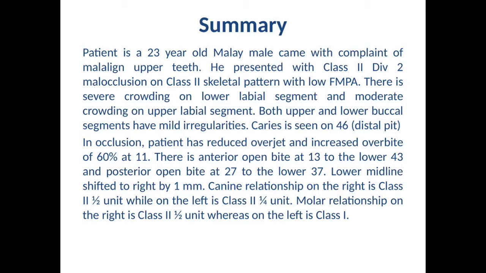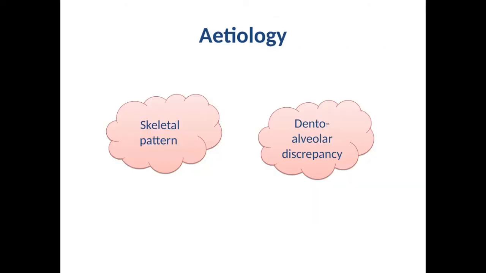Canine relationship on the right is class 2 half unit, while on the left is class 2 quarter unit. Molar relationship on the right is class 2 half unit, while on the left is class 1. The etiology for this case is skeletal pattern and dentoalveolar discrepancy.